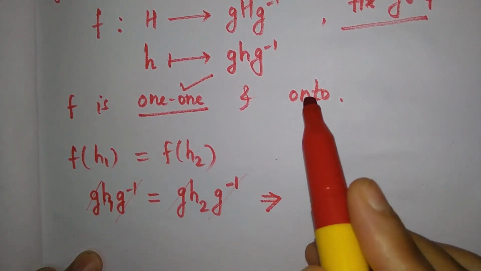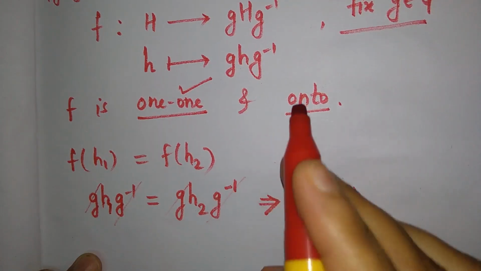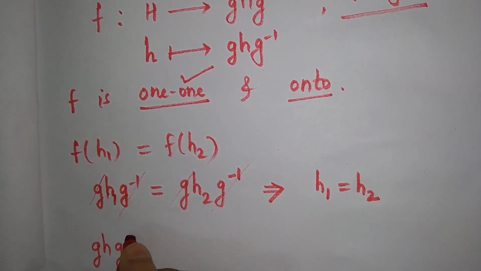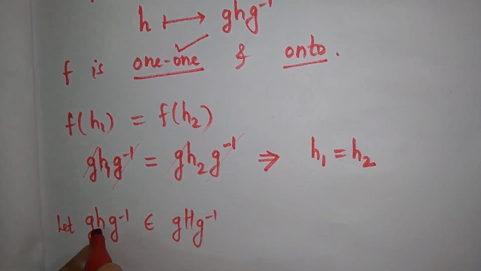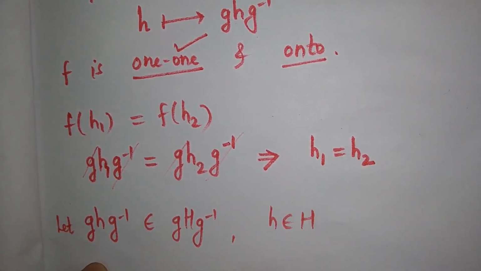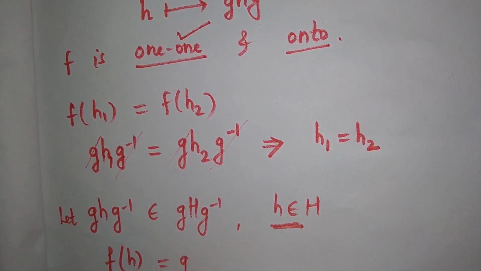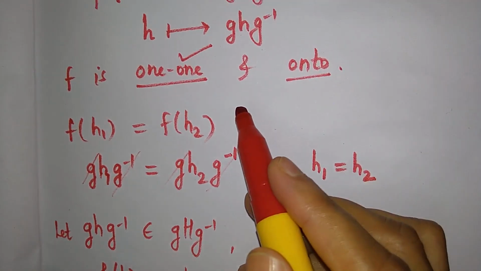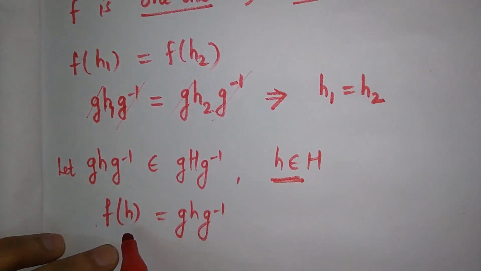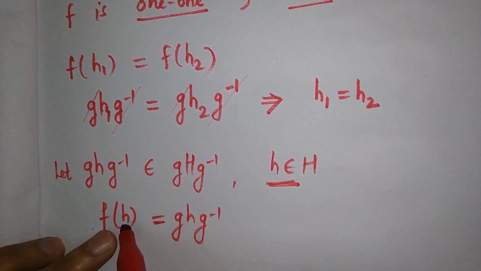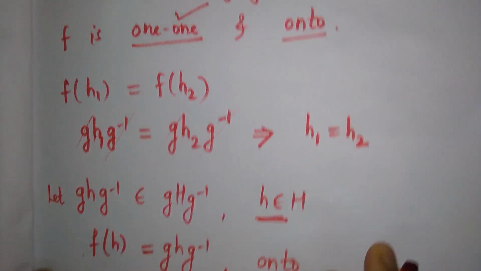So this is done. Now in order to show that this is onto, you take any element from this set GHG inverse. So the element is just g h g inverse belonging to GHG inverse. Now note that this h belongs to the capital H. So here f of h, you just take this h, and f of h is equal to g h g inverse by the definition of f. That means for every element in this set GHG inverse, we have a pre-image, namely this h. Under this f, this element h is mapped to g h g inverse, right? That means this f is onto. So this is also done.